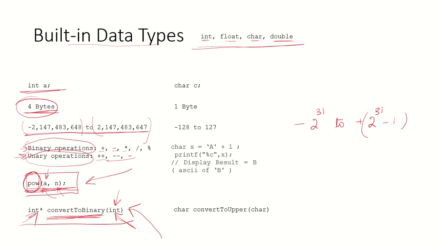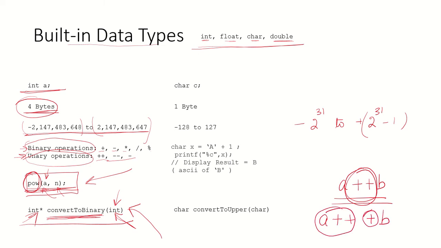Can we do something like this? A plus plus b. What would this mean? This would not mean anything because such an operation has not been defined anywhere. Can we do this? Yes, we can do this because this is defined and addition is also defined, but something like this has not been defined. So all the operations that are defined for a particular data type, only those operations can be used.